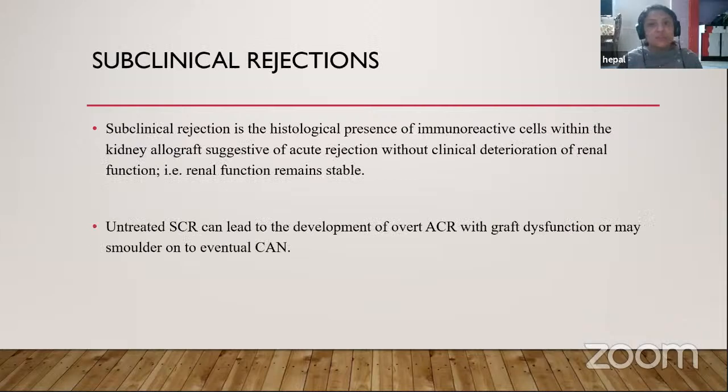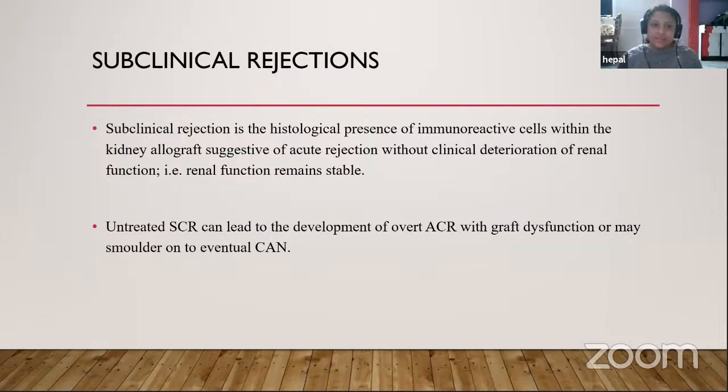Subclinical rejection is characterized by subphysiological presence of immunoreactive cells within the allograft, suggestive of acute rejection without clinical deterioration of renal function. That is, the renal function remains stable. So this is generally picked up on protocol biopsies, which are performed in some centers.